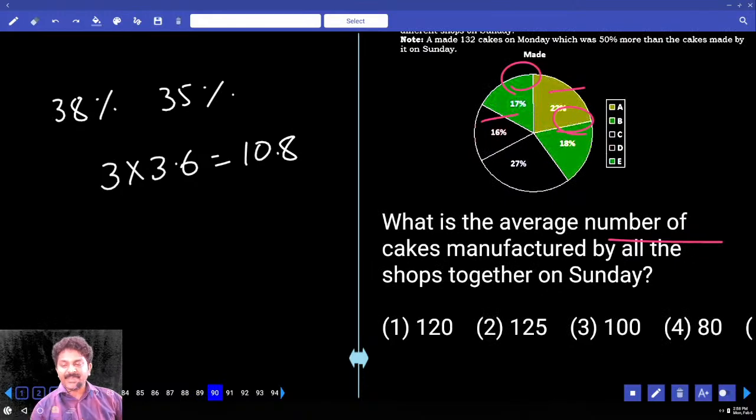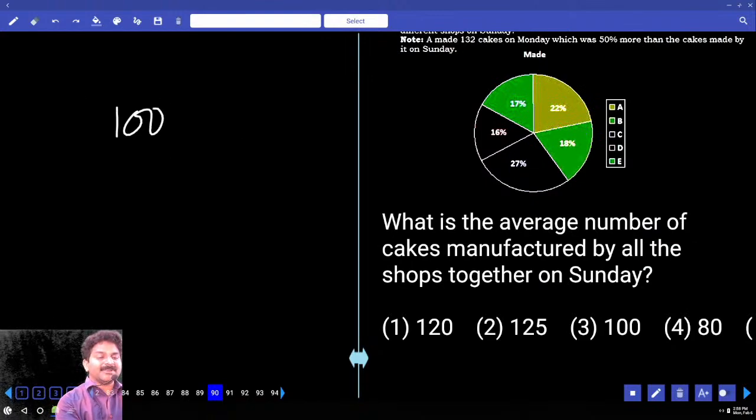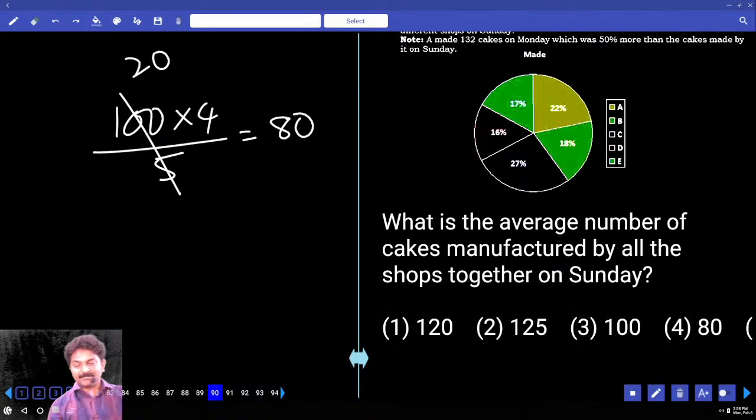What is the average number of cakes manufactured by all the shops together on Sunday? All the shops in the sense 100% only, where 1% value is equal to 4. All the shops in the sense how many are there? There are 5. 20 times 4 is 80.